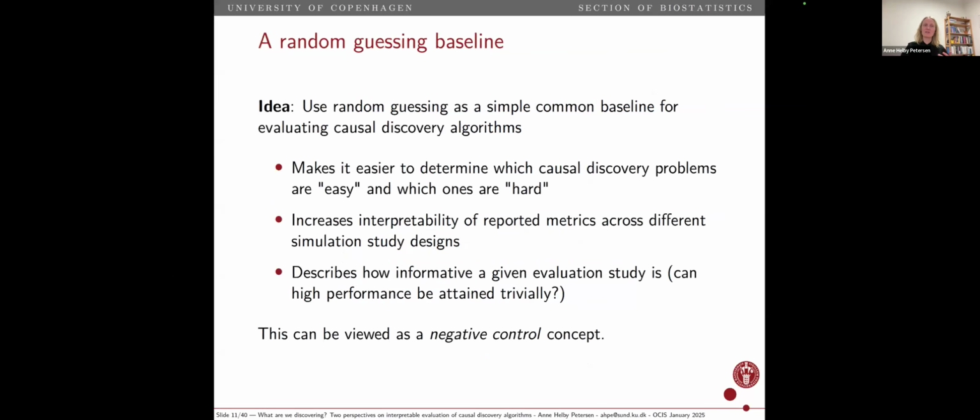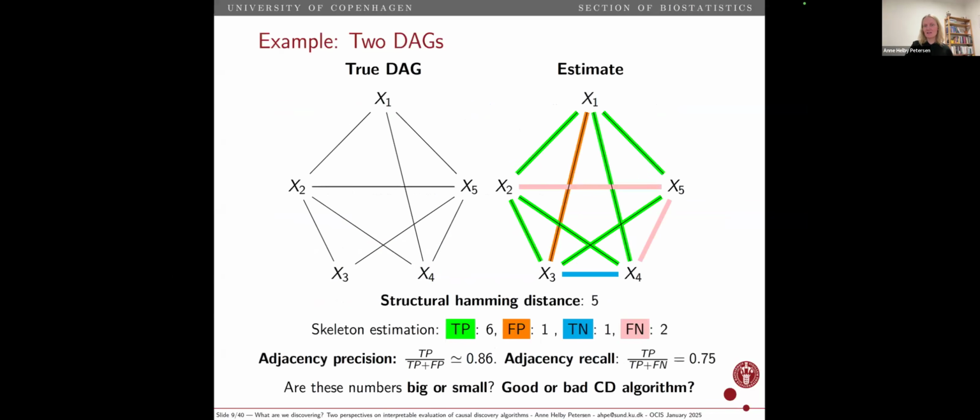And the motivation for doing this is that I think it makes it easier to, first of all, consider what kind of causal discovery problems are easy and which ones are hard. Maybe this one was an easy problem. Maybe it's not that difficult getting a high number, or maybe it was a hard causal discovery problem. It's difficult getting a high value, and then we should be more impressed by an algorithm that does it well.